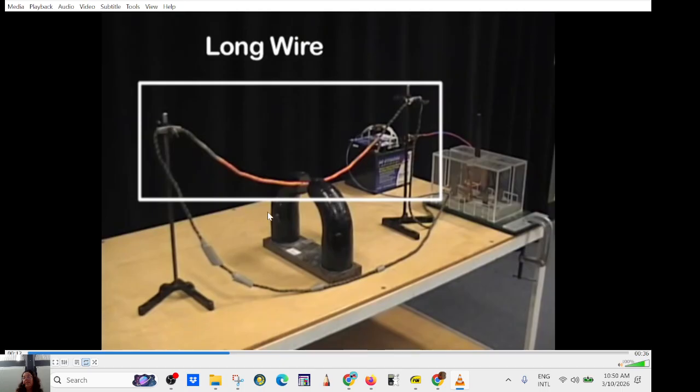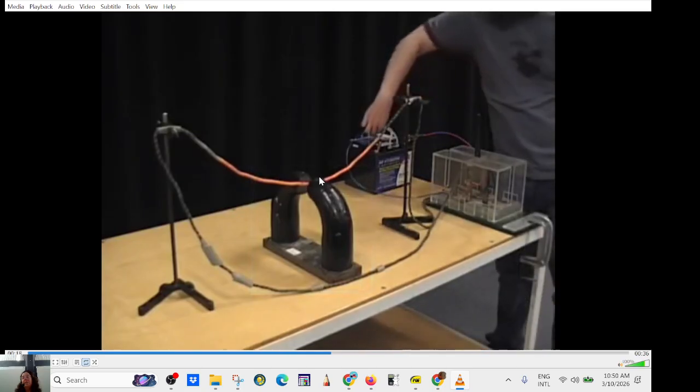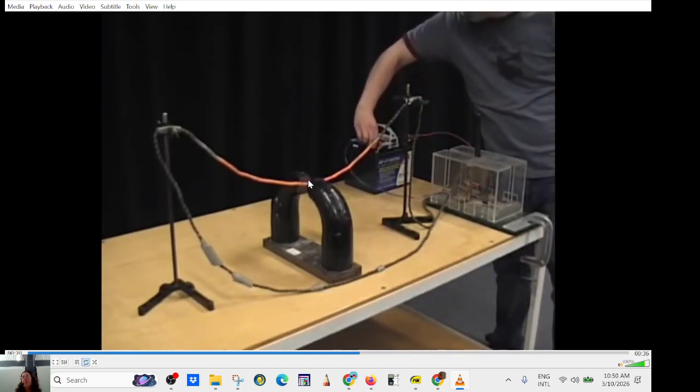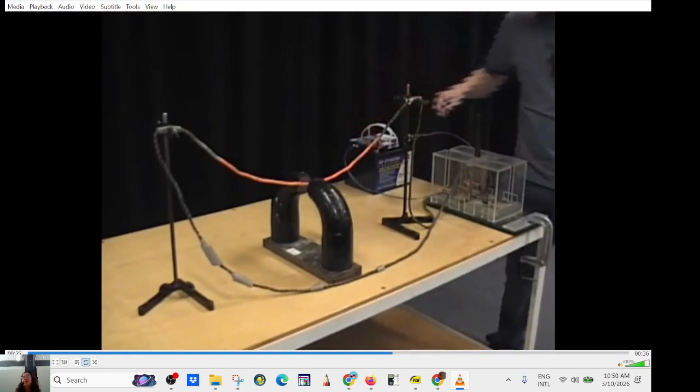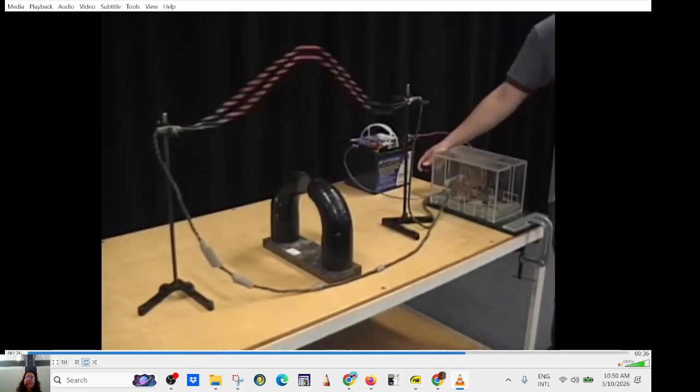So this is a horseshoe magnet, very, very strong. It's for demo. So the force has to be up or down because the current and the field are perpendicular to each other. Okay, always perpendicular. That goes up.